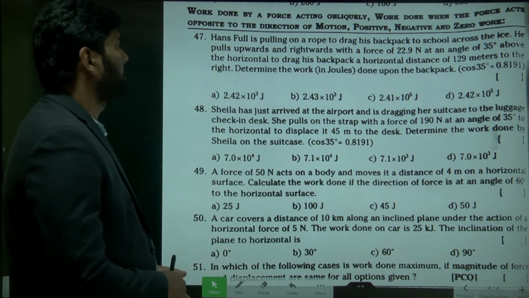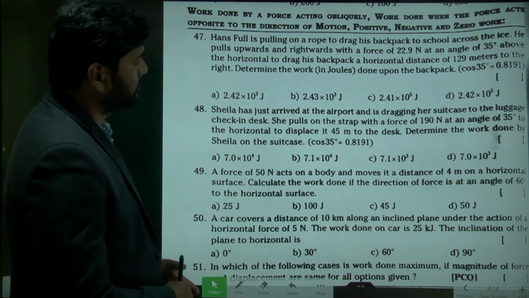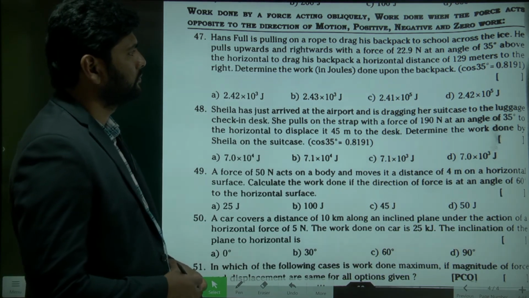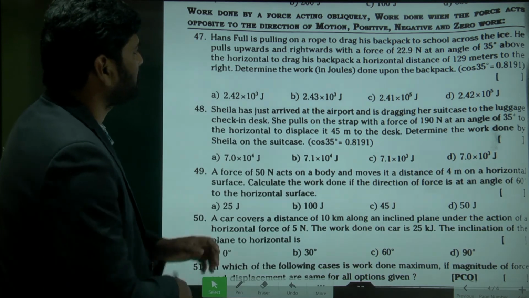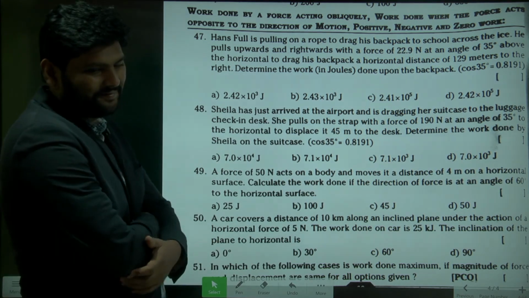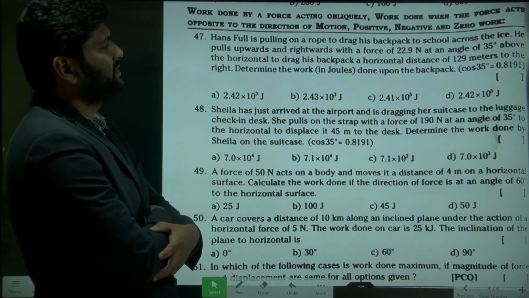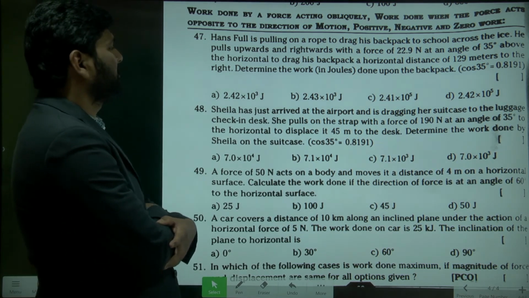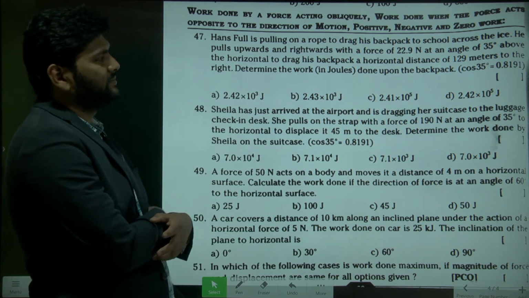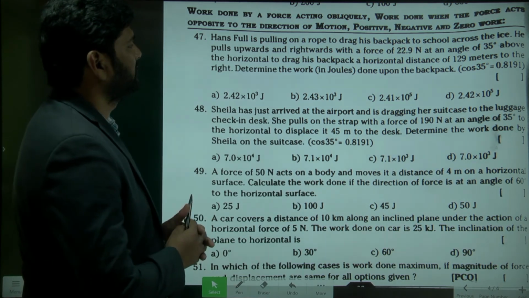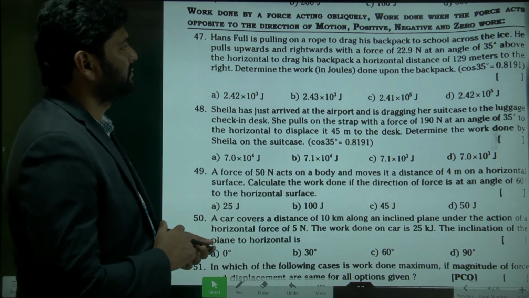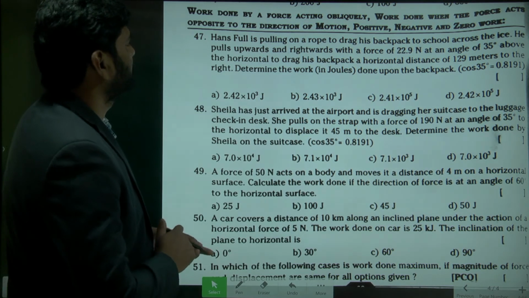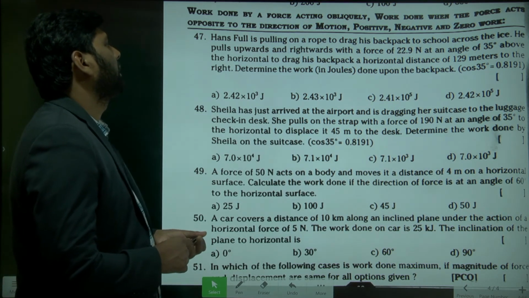Handful is pushing on the rope to drag his backpack to school across the ice. He pulls upwards and rightwards with a force of 22.9 newtons at an angle of 35 degrees above the horizontal to drag his backpack at a horizontal distance of 129 meters to the right. Determine the work in joules done upon the backpack.